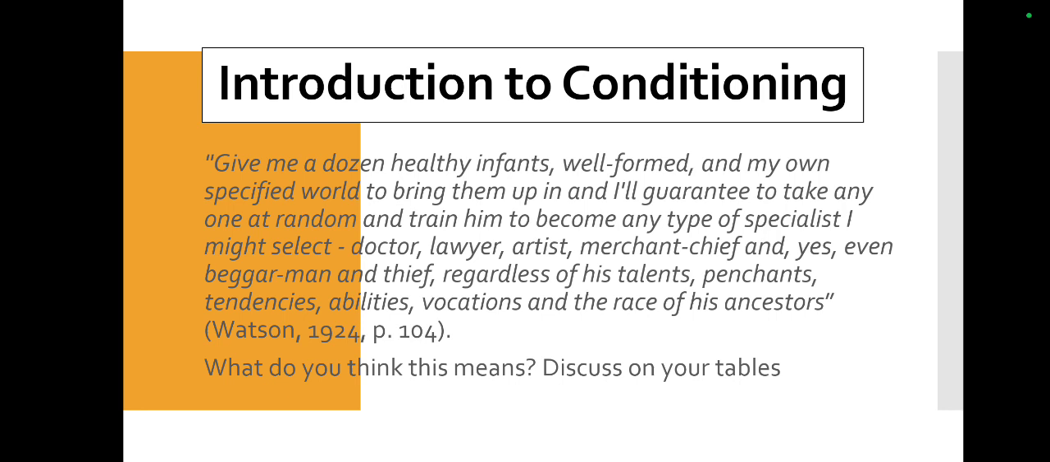And he was famously quoted as saying the following: "If you give me a dozen healthy infants who are well formed and my own specified world to bring them up, I will guarantee to take anyone at random and I can train them to become any type of specialist that I might select. I can make them become a doctor, a lawyer, an artist, a merchant chief, and yes, even a beggarman or a thief. Regardless of their talents, their penchants, their tendencies, their abilities, their vocations, and most importantly, their ancestral history."